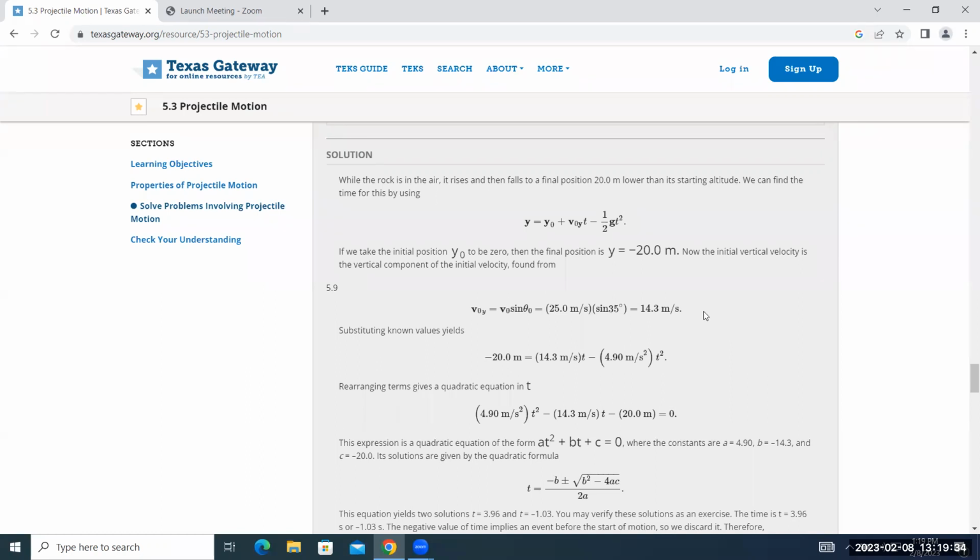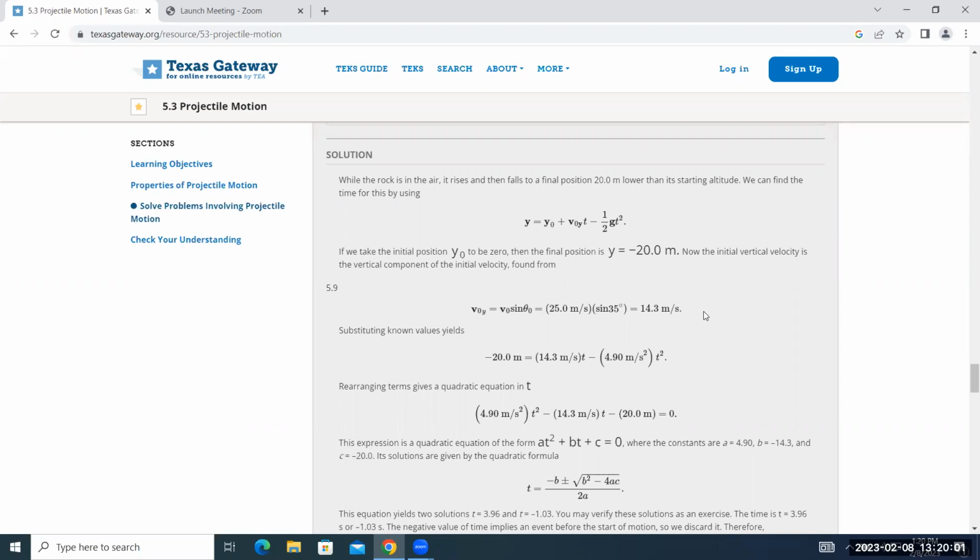So what does that mean? It means that if we looked at just the up and down component of this thing, if we had some kind of camera that could track this thing only going up and down, and it was stabilized along the x-axis, we would measure this thing going up and down, up initially at 14.3 meters per second. So that's just the y part of that.